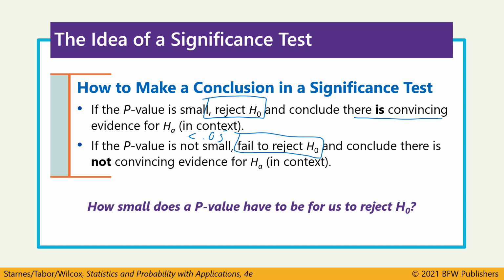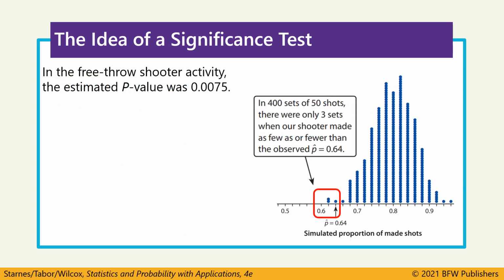How small does the p-value have to be? I've mentioned this many times at this point. Anything less than 5% is considered small, although we can adjust that range problem to problem. Now, looking back at that example that we did in day 1 of the notes, we had a free throw shooter who shot 50 free throws. He made 32 of them for a sample statistic of 64%.